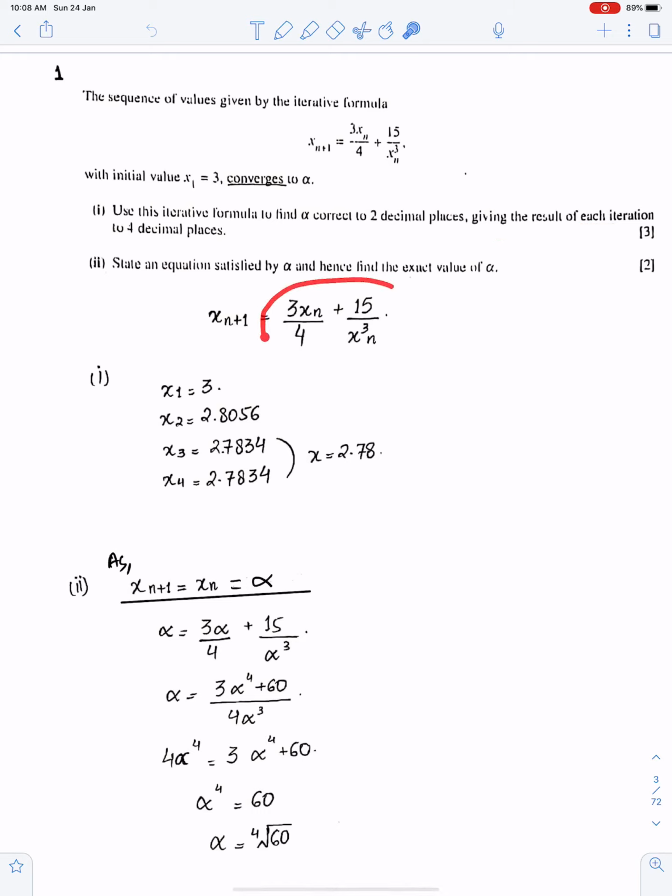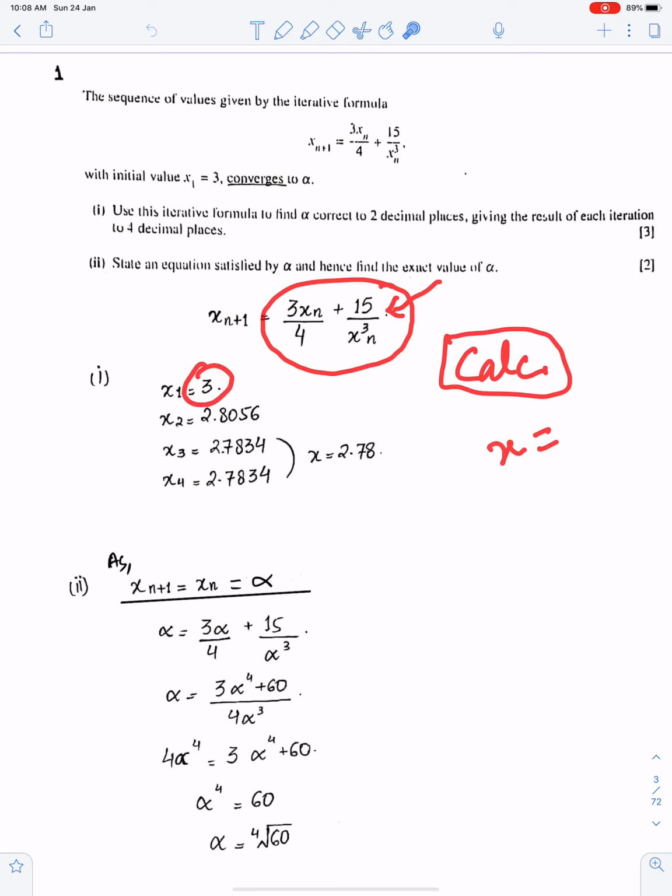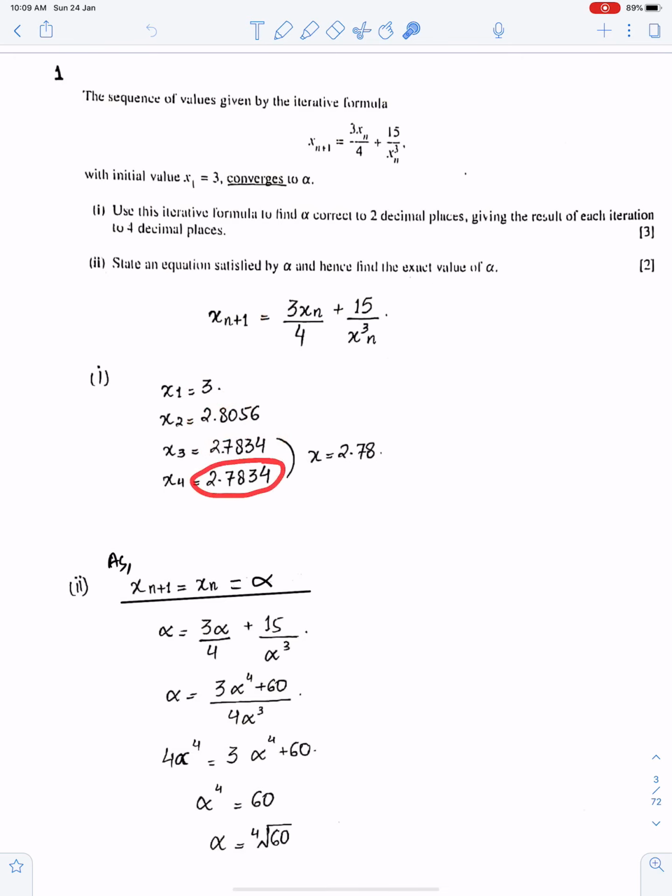You need to enter this equation in your calculator and then use the calculation button. When you press this button, the calculator will ask you for the value of x. Put in 3, press equal, and the calculator will give you this number. Then again press the calculation button, put this value in your calculator and press equal, and the calculator will give you this number. In the same way, you can get this number. As soon as you get a repeated number, stop the process and write your answer. So the answer is 2.78.